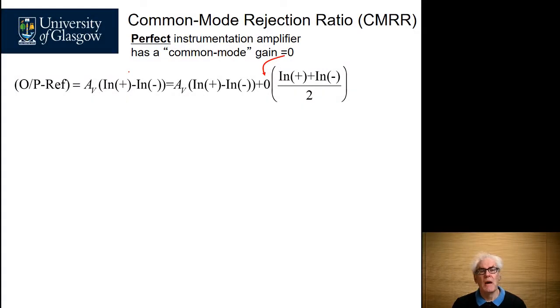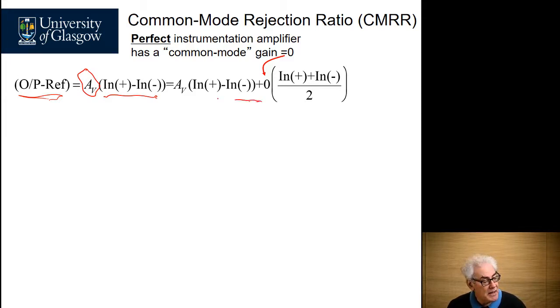Let's have a little look at common mode rejection and how this is defined in an instrumentation amplifier. So first of all, we have the output, which is referred to the reference, and we want it to be a voltage gain, AV, times the difference of the two voltages appearing at the inputs, in plus minus in minus.